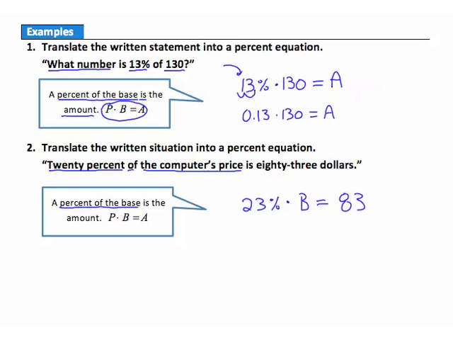Just like before, we're not going to perform any calculations with 23%, so we want to change this to a decimal. So we would move the decimal 2 to the left. 1, 2, which means 0.23 times the base equals 83.